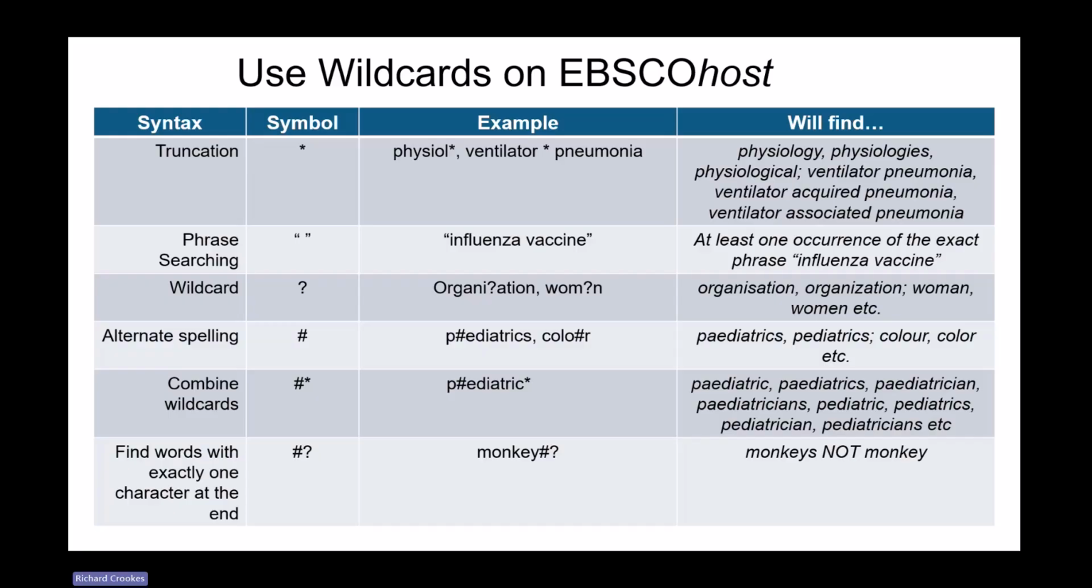And then finally, you may find some use of this. This is to find words with exactly one character at the end, the hash and the question mark. So if you are looking at monkeys, for example, for whatever reason, then you can find monkeys, not monkey, if you put hash question mark at the end of the term. Okay, so you may find some other variations or ways in which you use that particular functionality.